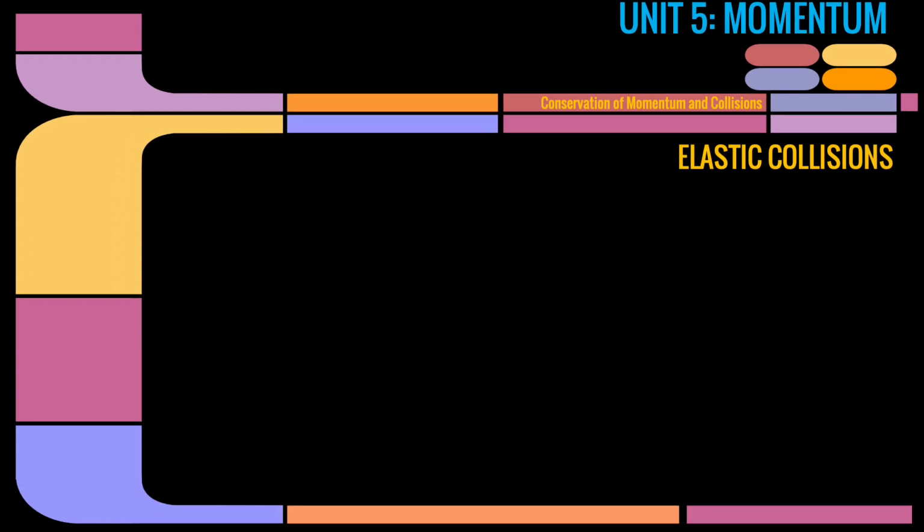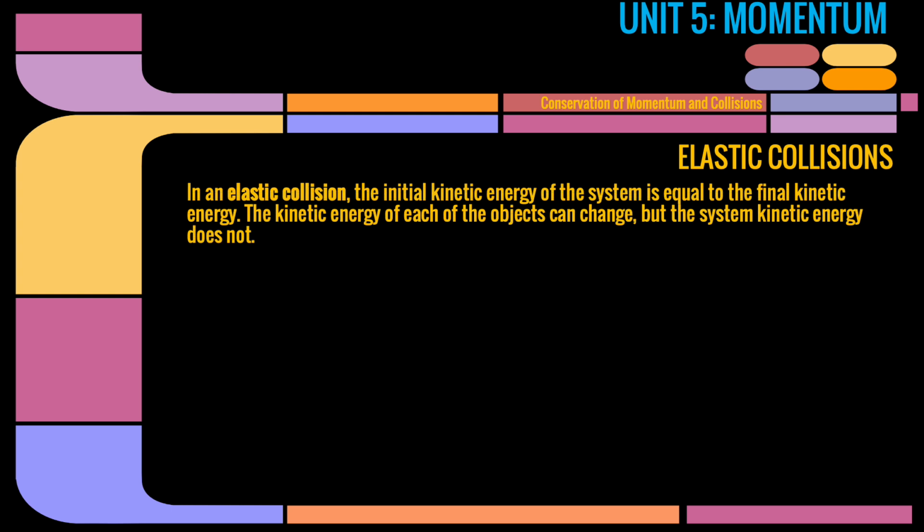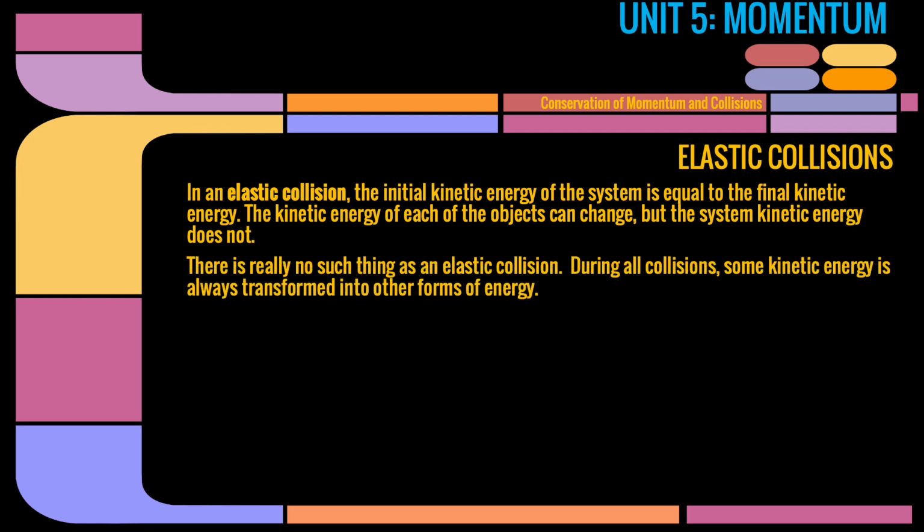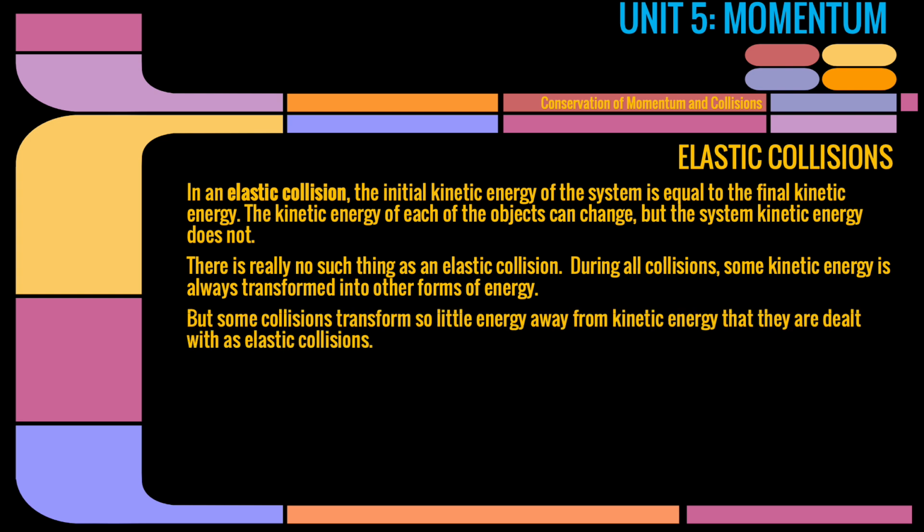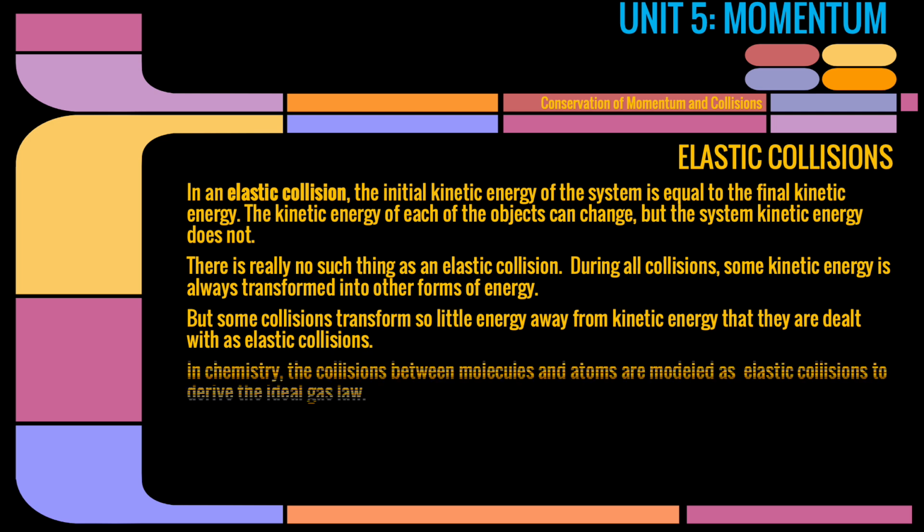Then we have elastic collisions. In elastic collisions, the initial kinetic energy of the system is equal to the final kinetic energy. The kinetic energy of each of the objects can change, but the system kinetic energy does not. There's not really any such thing as a completely elastic collision. There's always some kind of energy loss or transformation in some way. Sometimes so little energy is transferred that we can pretend or estimate they're elastic collisions.